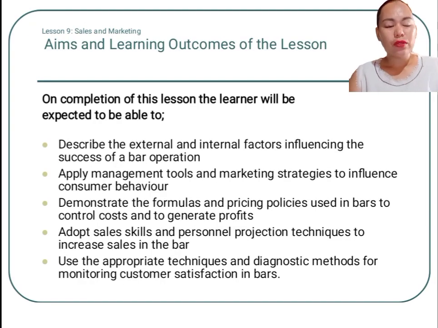Aims and learning outcomes of the lesson. On completion of this lesson, the learner will be expected to be able to: number one, describe the external and internal factors influencing the success of a bar operation; apply management tools and marketing strategies to influence consumer behavior; demonstrate the formulas and pricing policies used in bars to control cost and to generate profits; adopt sales skills and personal projection techniques to increase sales in the bar; use the appropriate techniques and diagnostic methods for monitoring customer satisfaction in a bar.